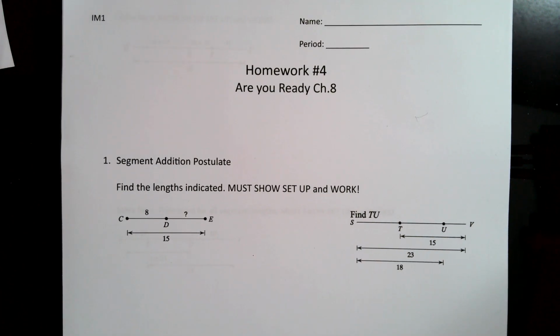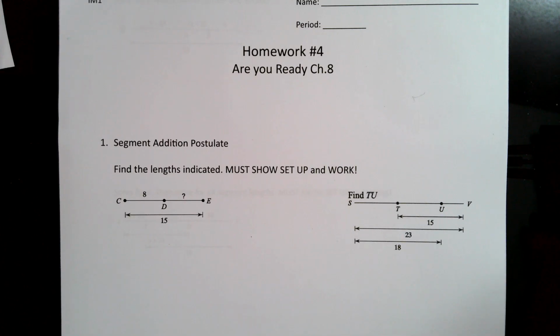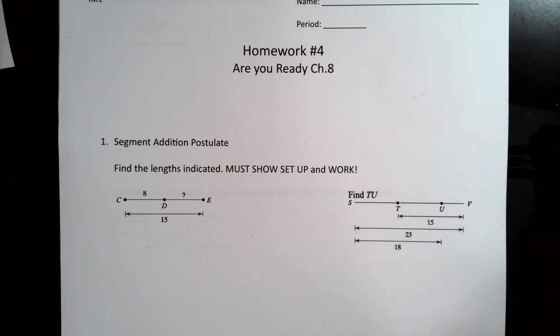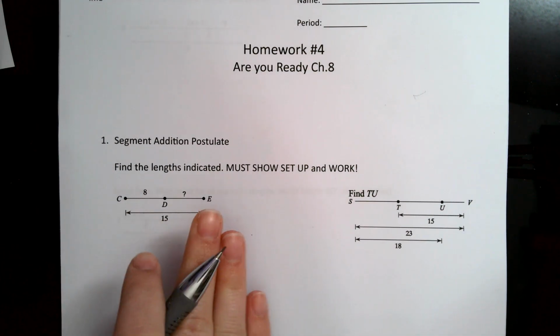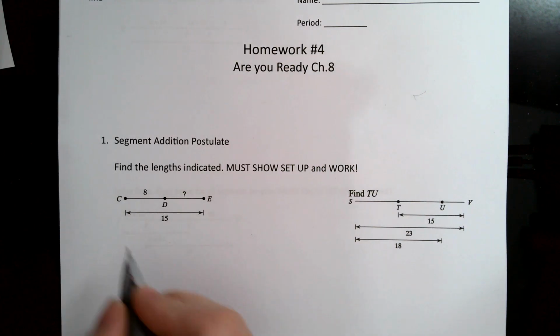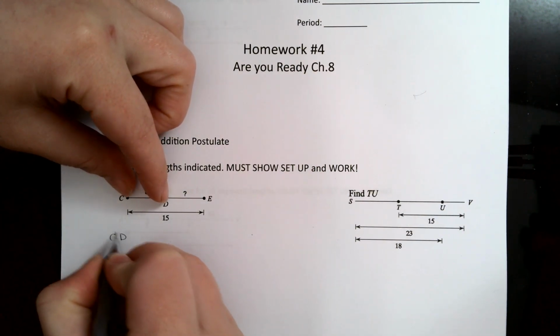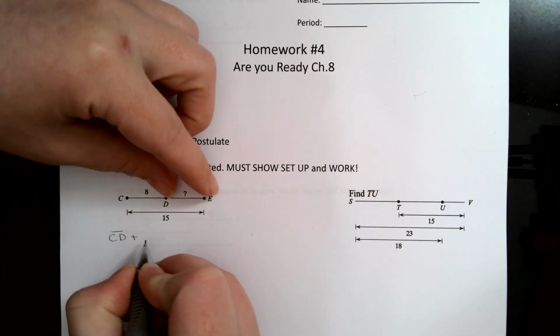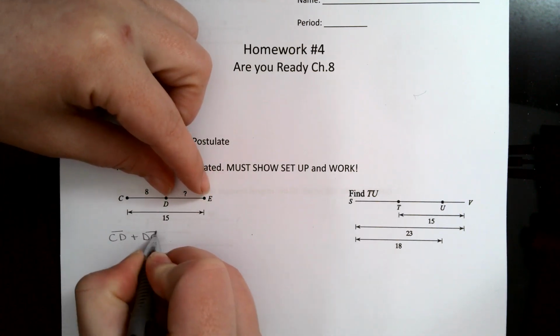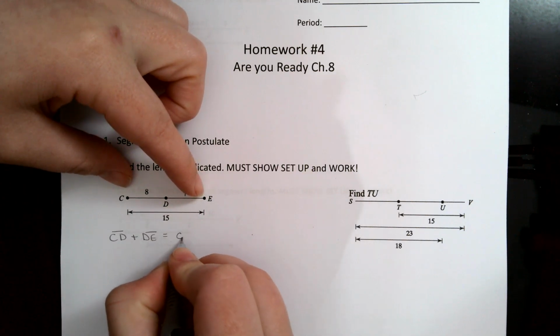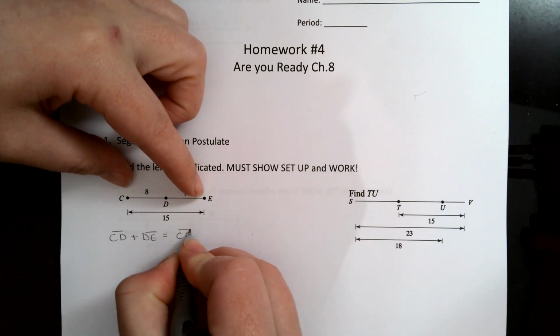So you want to do this in 3 steps. You want to do our setup, our plug-in, and our solving. It says find the lengths indicated, must show your setup and your work. For a setup, we're going to ignore all of the numbers. We start with our little pieces: segment CD plus segment DE is equal to the endpoints, which are segment CE.